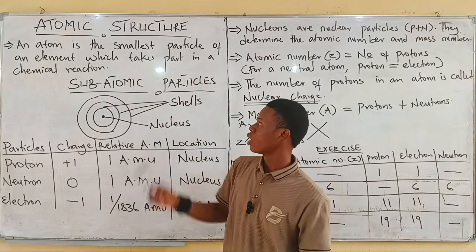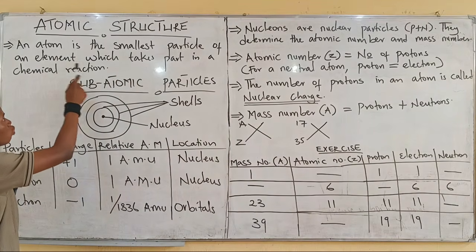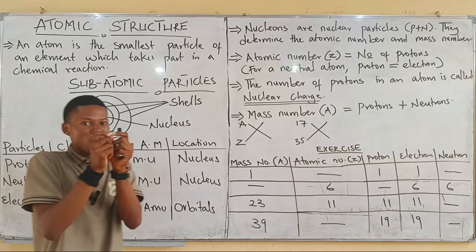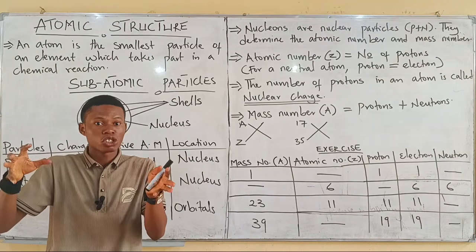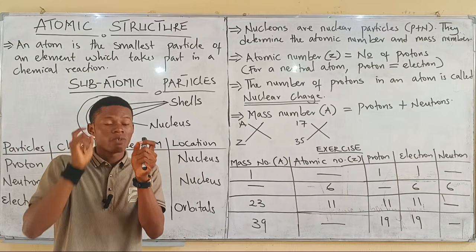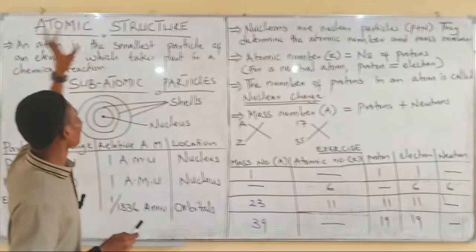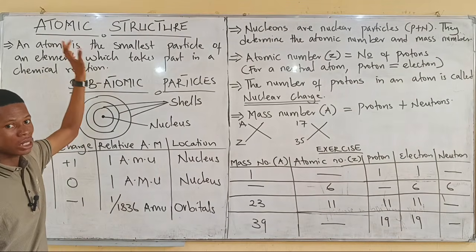Today we are going to be looking at atomic structure. An atom is the smallest particle of an element which takes part in a chemical reaction. The smallest particle of an element that can take part in a chemical reaction is called an atom. Now we are going to look at the structure of this atom.